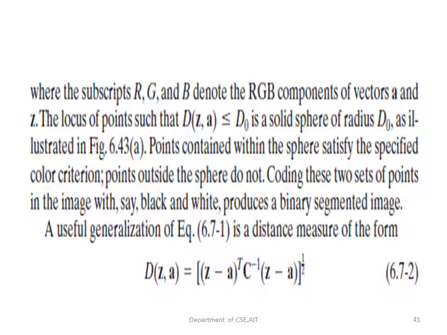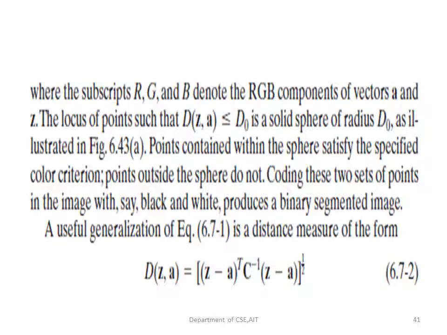Here the subscripts RGB denote the RGB components of the vectors a and z. The locus of the points such that d(z,a) is less than or equal to d naught is a solid sphere of radius d naught. Points contained within the sphere satisfy the specified color criteria, and the points outside the sphere do not satisfy the given color criteria. Coding these two sets of points in the image with, say, black and white color produces a binary segmented image.